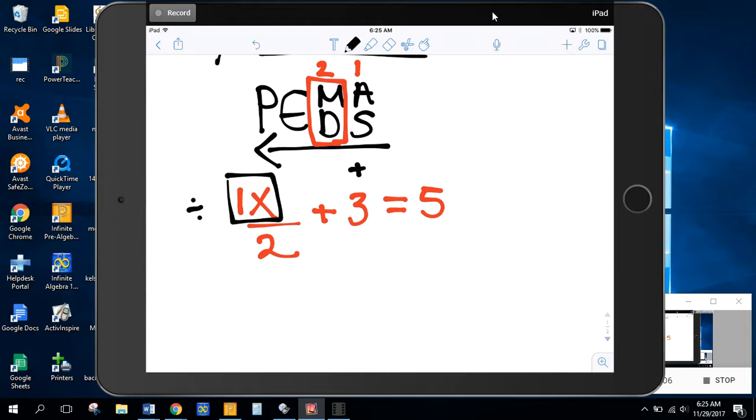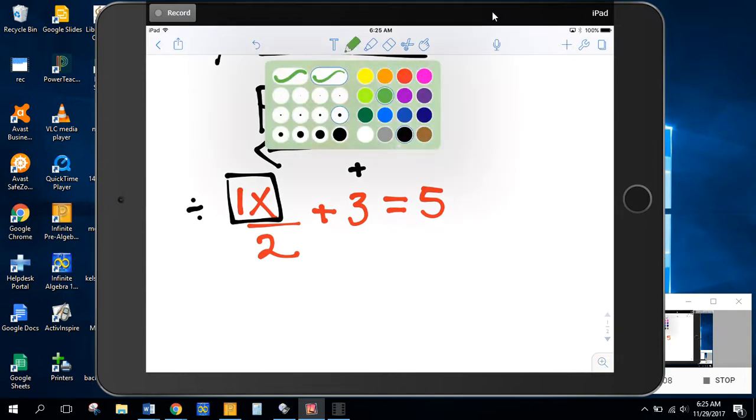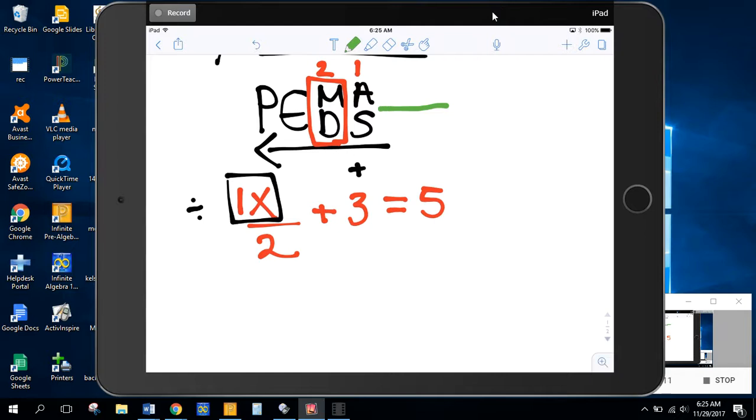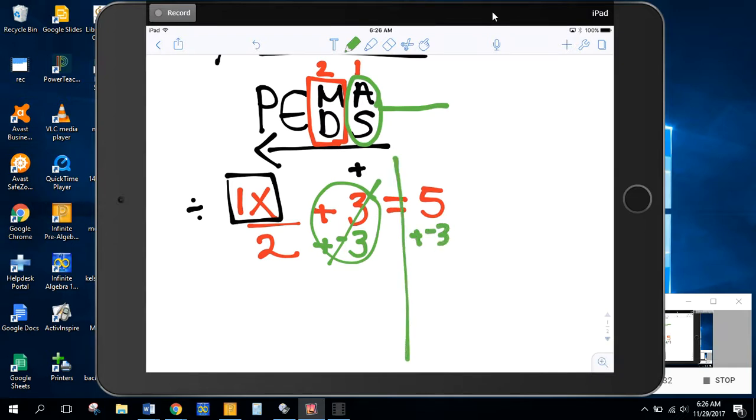So looking at PEMDAS, as I start to move across PEMDAS, the first thing I get to is addition and subtraction. So I have to take care of that first in my equation. That means I've got to get rid of the plus 3. So to get rid of plus 3, I add negative 3, and that gives us 0. Oops, I forgot to do that to my whole equation. We have to do that to the other side as well, so my equation remains balanced. Now what I'm left with on this side of my equation is 1x divided by 2, and on this side of the equation, I have 2.